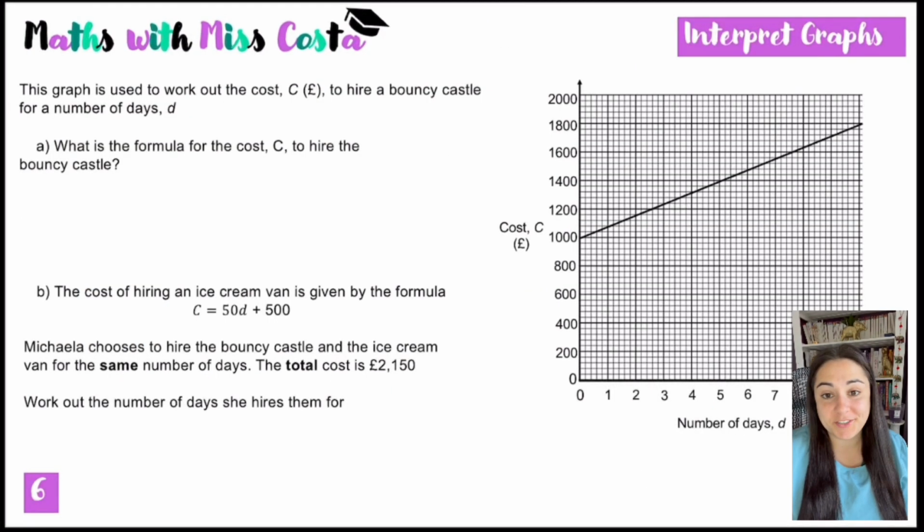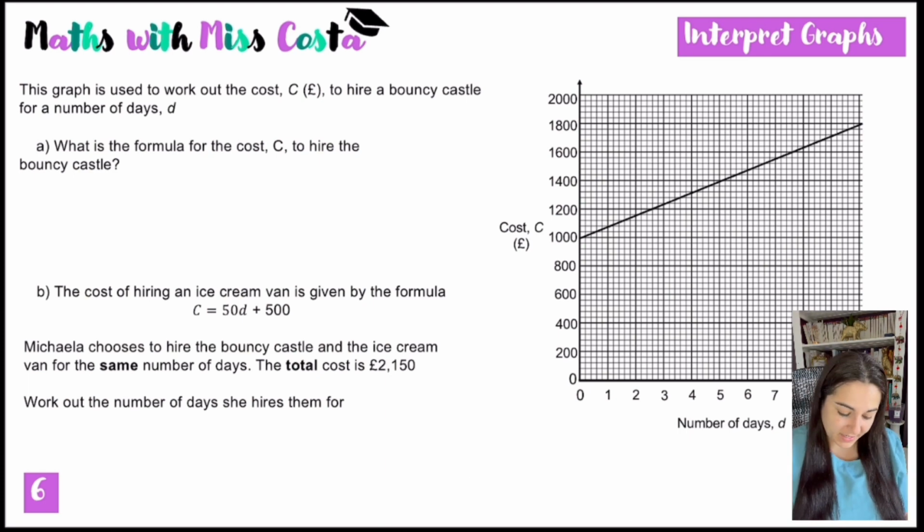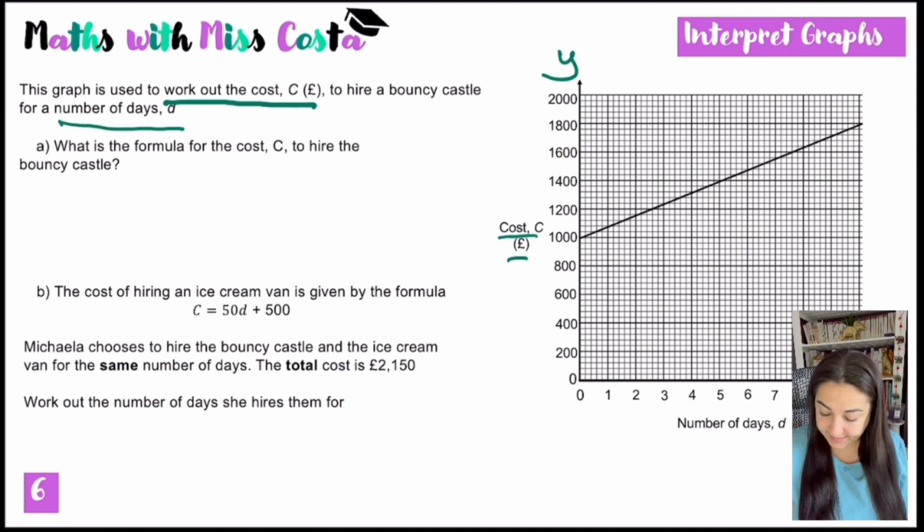So in some questions, you are going to be presented with a graph and it's up to you to interpret what is happening in that graph. So over here, I'm being told that this graph is used to work out the cost, C, over here. So the y-axis represents the cost to hire a bouncy castle for a number of days, D. So the x-axis is the number of days that it can be hired for.